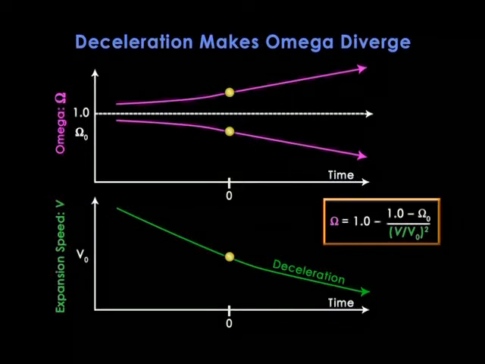So here's just a summary of that math. As long as the expansion is decelerating, then the universe evolves away from having critical density, away from being flat, away from moving with the escape speed. This creates the flatness problem. Because the universe must have been born incredibly close to flat to still be flat today. And that's the mystery.